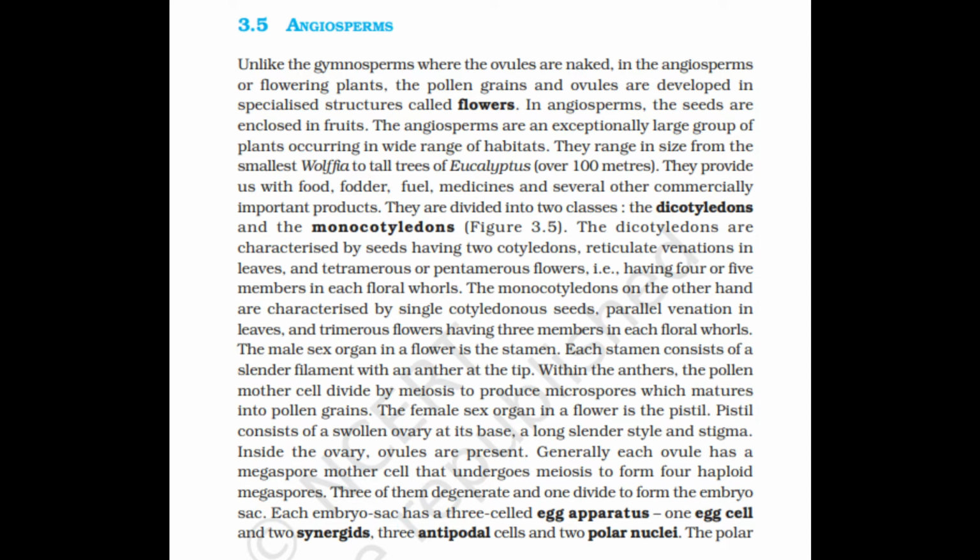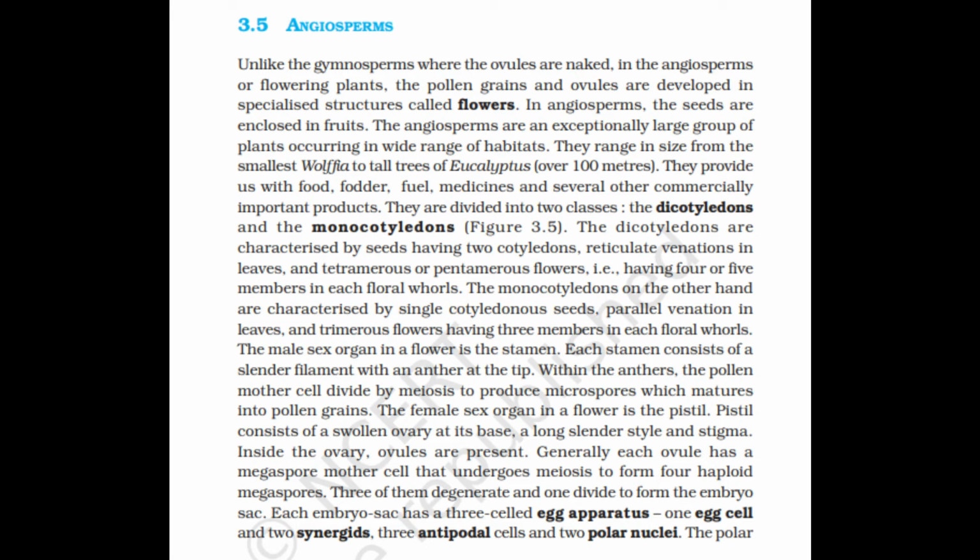The male sex organ in a flower is the stamen. Each stamen consists of a slender filament with an anther at the tip. Within the anthers, the pollen mother cell divides by meiosis to produce microspores which mature into pollen grains. The female sex organ in a flower is the pistil. The pistil consists of a swollen ovary at its base, a long slender style, and stigma. Inside the ovary, ovules are present.